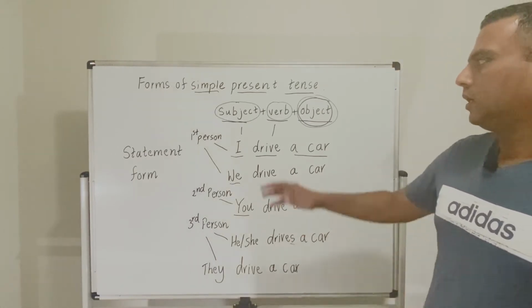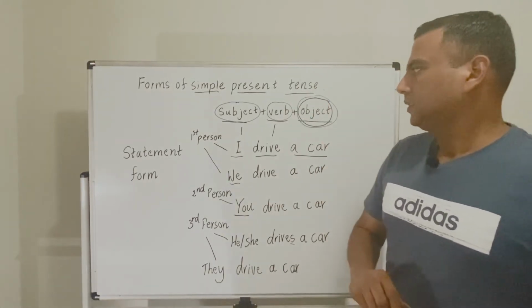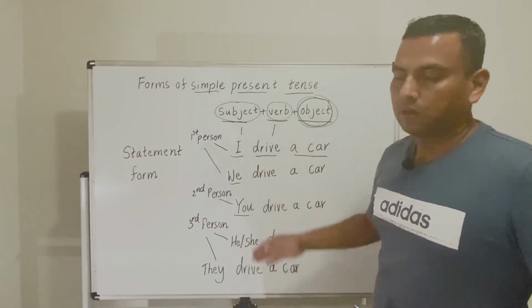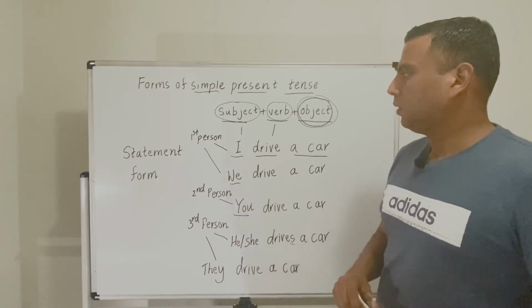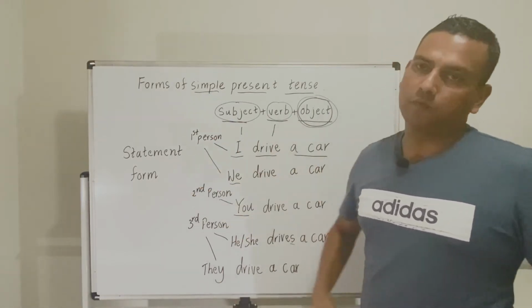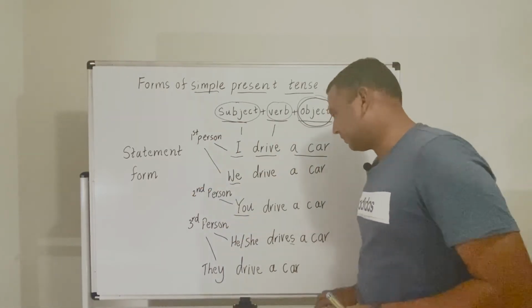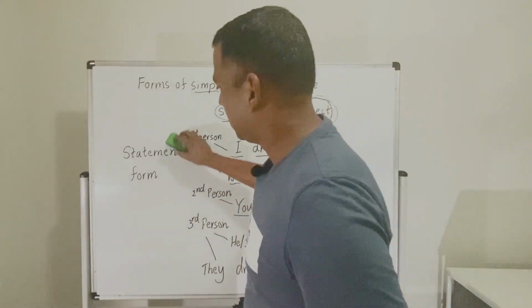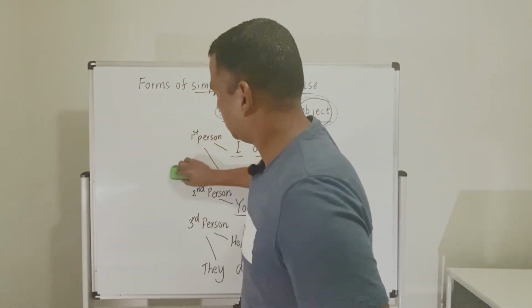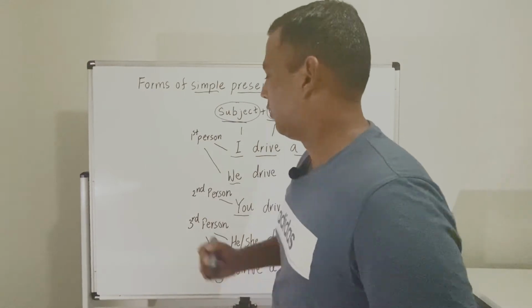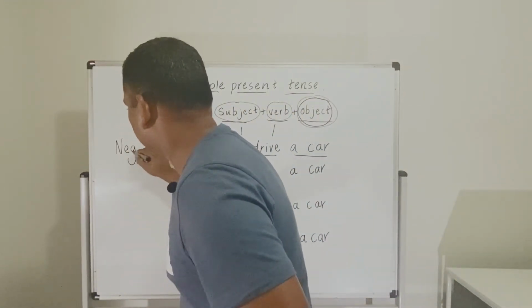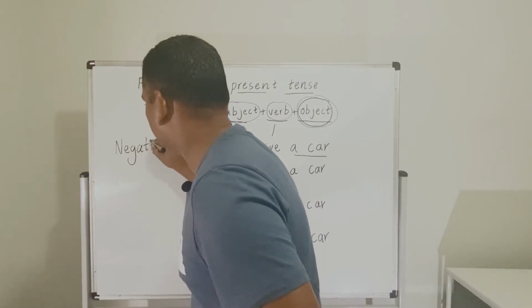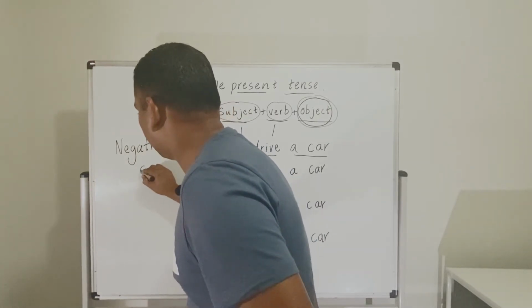Okay, so simple present tense. So this is all that you need to know when it comes to the statement form. Now let's see, when we change this form to the next form, what will happen? So we'll change from the statement form to the negative form. So there's something called the negative form. So when you say negative, what do you understand by negative? Negative form.